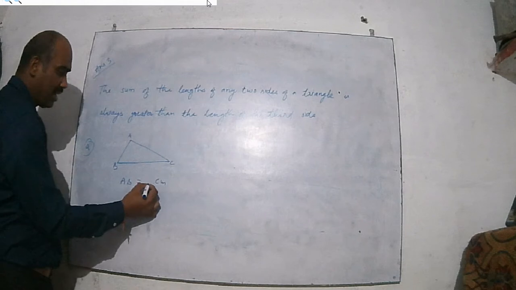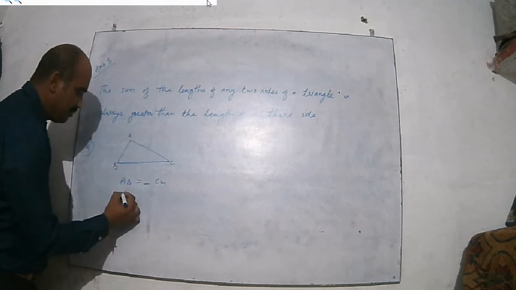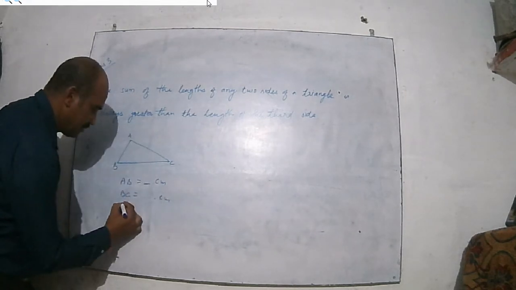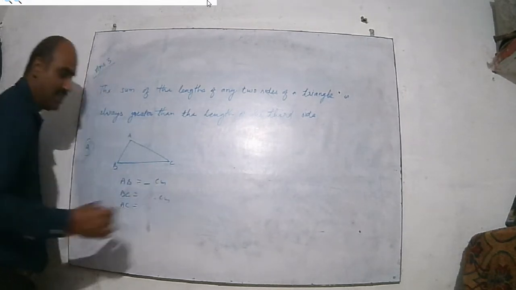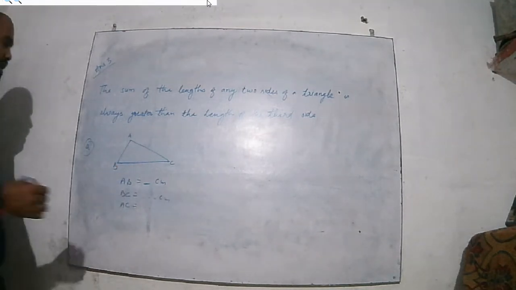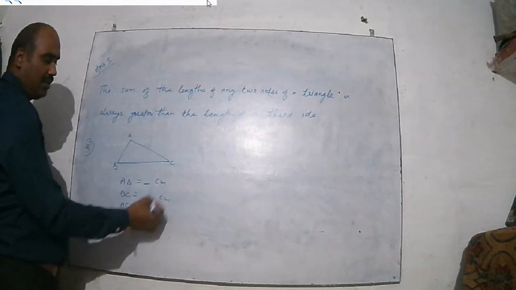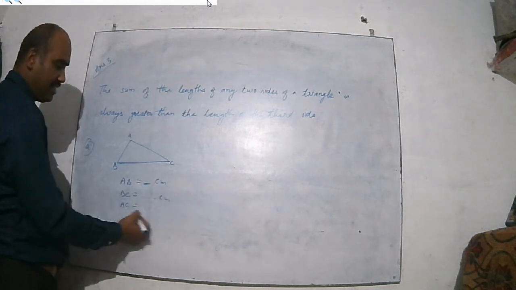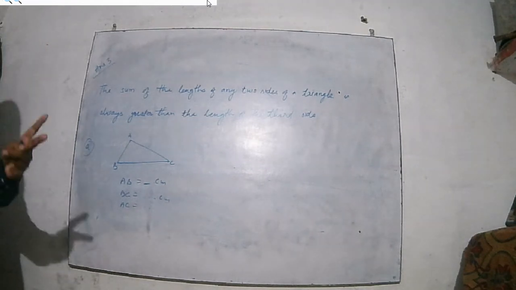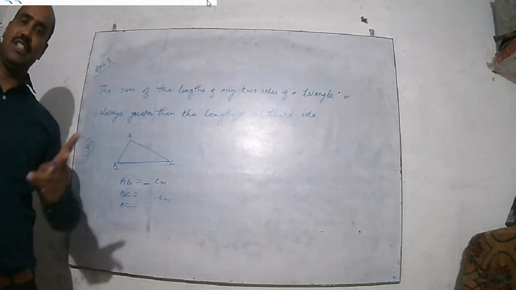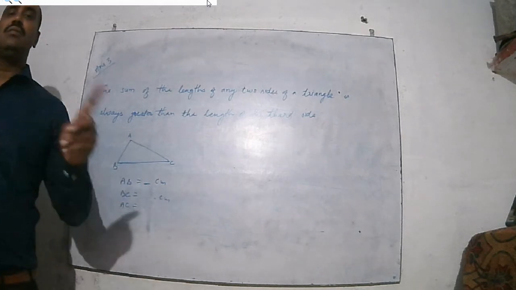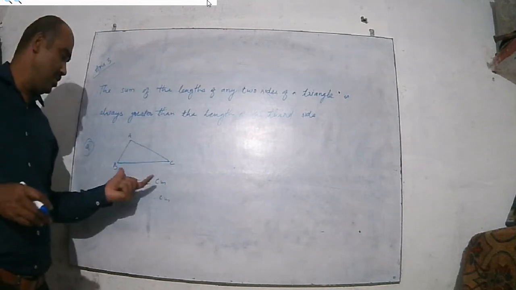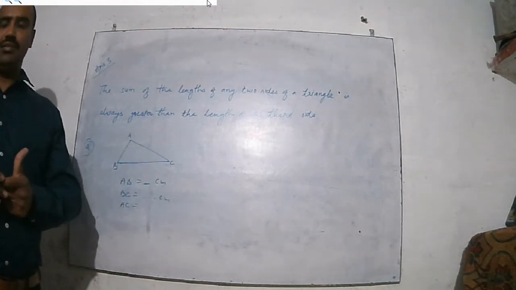Okay, you have to write this. Then BC is equal to how many centimeters, and AC is equal to how many centimeters. After this, when you get some measures here, AB equal to some centimeters, BC equal to some centimeters, AC equal to some, you have to see that the addition of the two small sides is greater than the third side. In this way you have to verify or prove it.